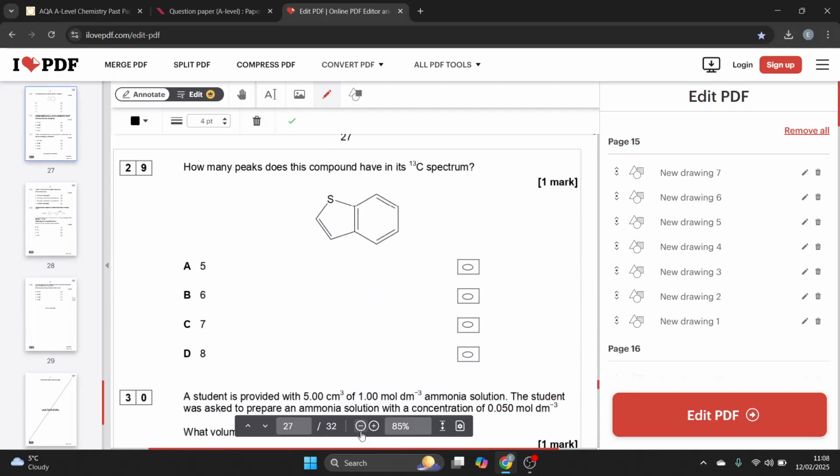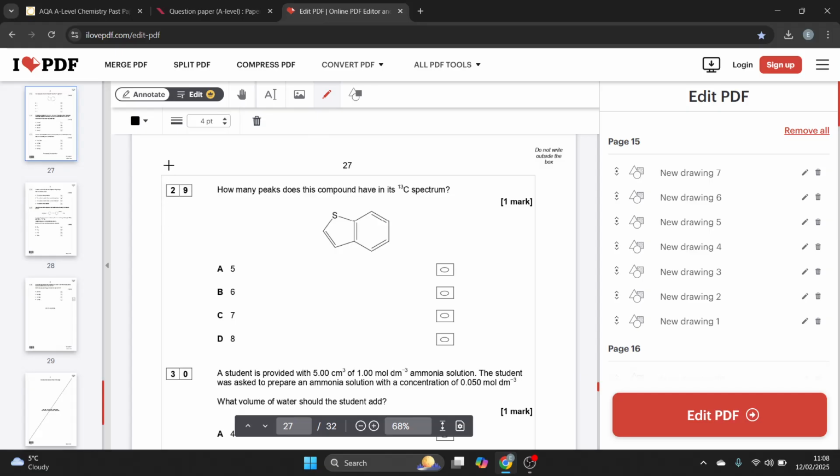Question 29, how many peaks does this have? I can't go through this because I haven't gone through this yet.